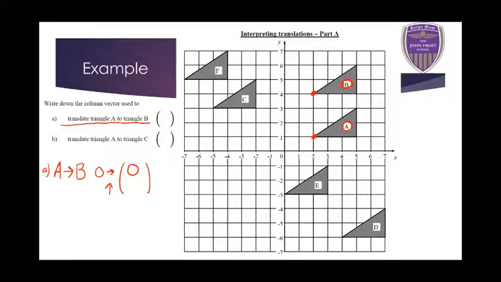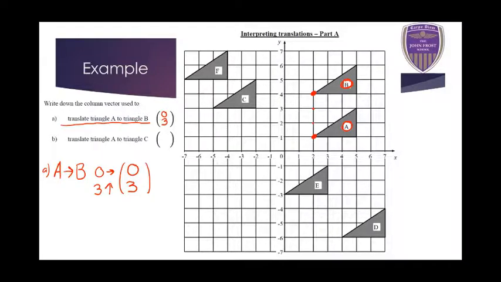We'll just count it. 1, 2, 3. So I've gone 3 times up. Remember, if we go up, that's positive. So the bottom number will be positive 3. Okay? So to answer, the column vector used to translate triangle A to triangle B was (0, 3).